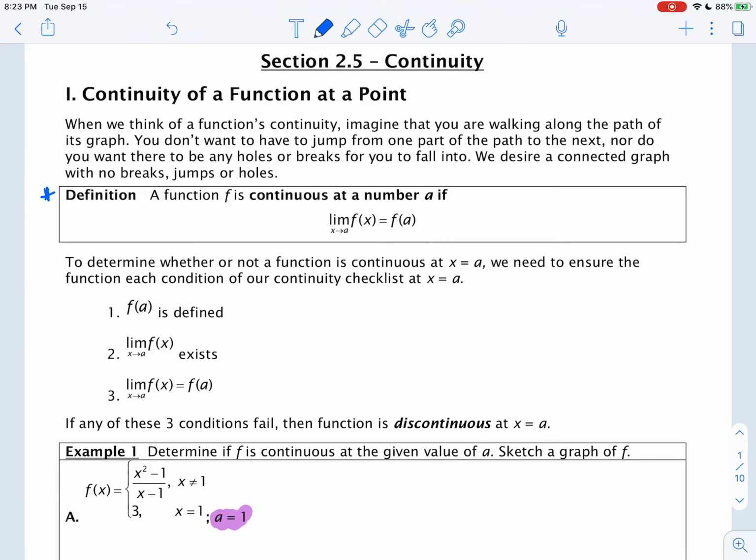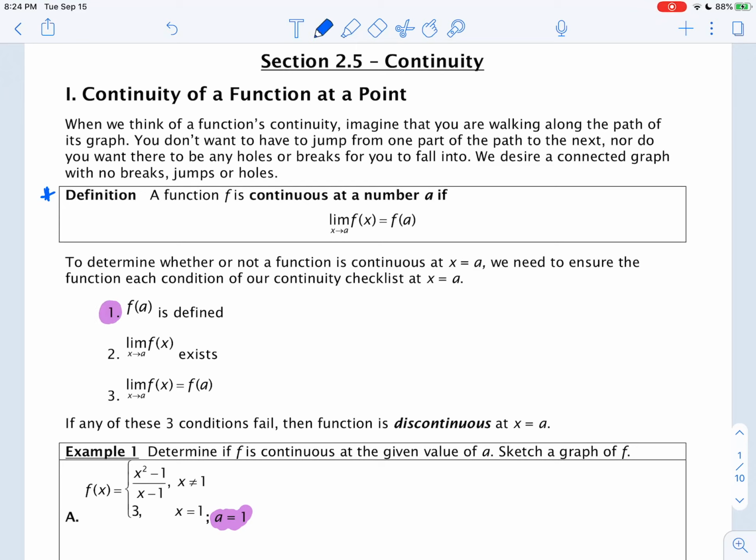Hello, this is section 2.5 on the concept of continuity of a function at a point A. This is from the James Stewart Calculus Early Transcendentals book, and here's the definition of a function being continuous at a number A. A function is continuous at a number A if the limit as x approaches A of f of x actually equals the function output, f of A. To determine that, we have to make sure that the function satisfies the three following conditions at A.